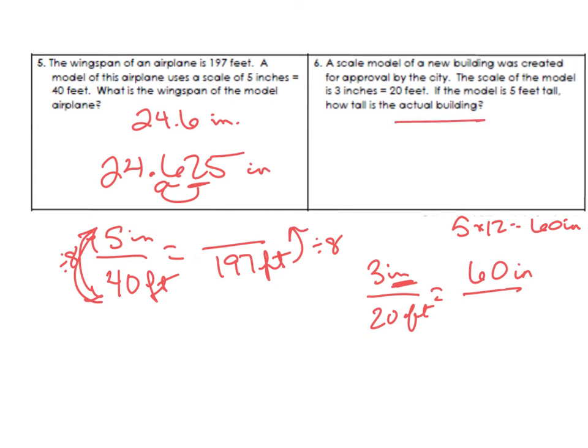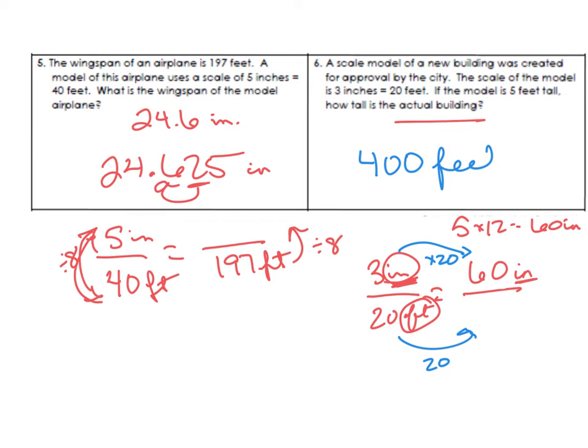So how tall is the actual building? I don't care if the model and the actual labels are different, but the model and the model over here have to be the same. Once that is, it doesn't matter what you multiply. 3 times 20 gives me 60. So 20 times 20 gives me 400. So this would be 400 feet tall. The building is actually 400 feet tall.